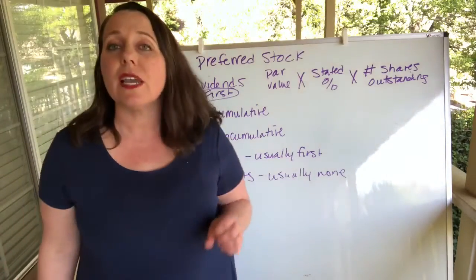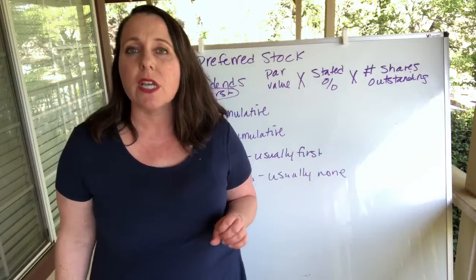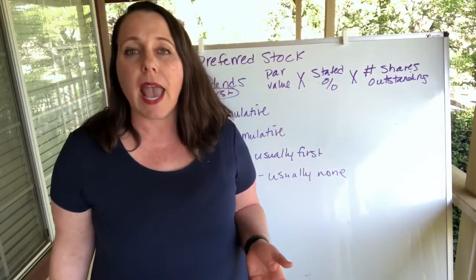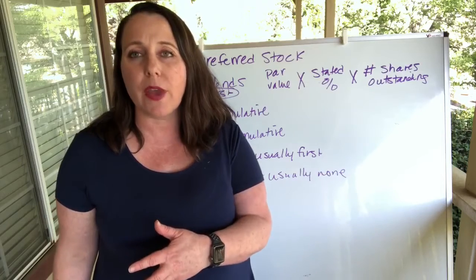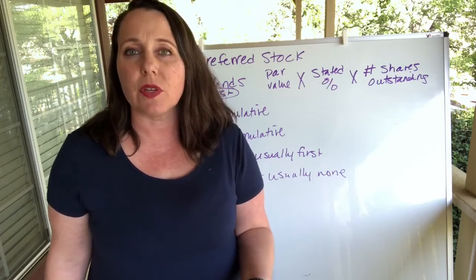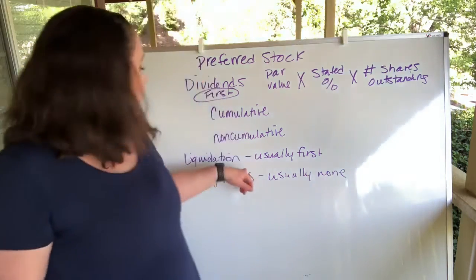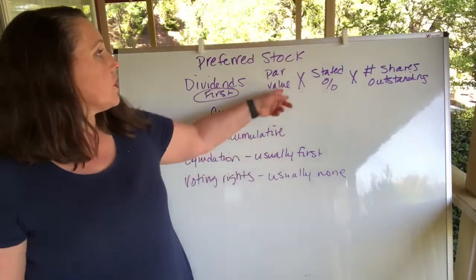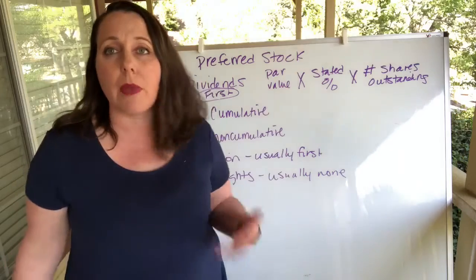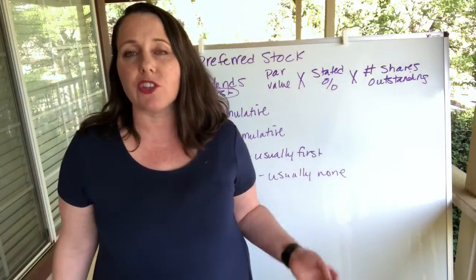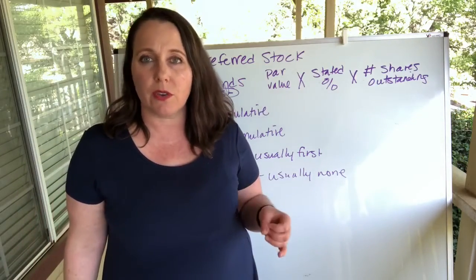They are usually first in line for liquidation. So if we liquidate the company and we take all of our assets, we sell them off, we use the money to pay our creditors, everything left over goes to the shareholders. The preferred shareholders are going to get back their money first. They're going to get paid out on liquidation before the common shareholders get anything.